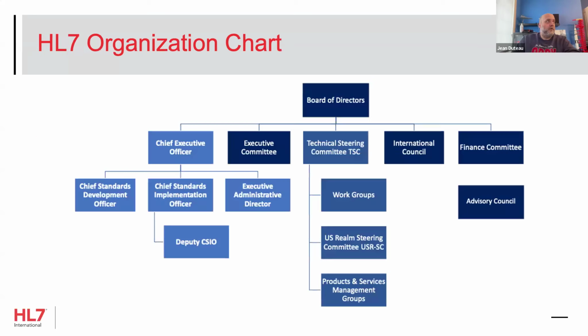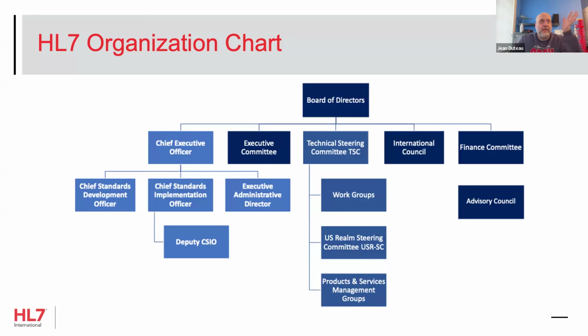So let's get started. Here's an overarching organization chart of HL7. The board of directors is at the top. We have the chief executive officer, Chuck Jaffe. Dan Vreeman is the chief standards development officer. As co-chairs, that's who we would normally deal with. I mean, the TSC deals with Dan a lot. The Chief Standards Implementation Officer, Viet, and the Deputy CSIO, Diego, the Executive Administrative Director, Karen Van Hendrick.